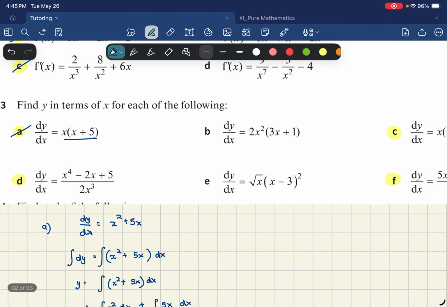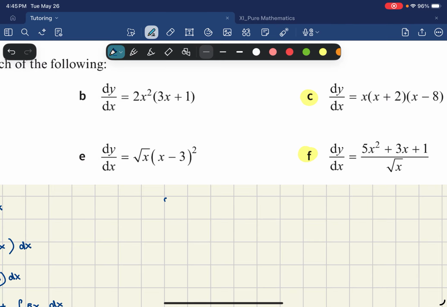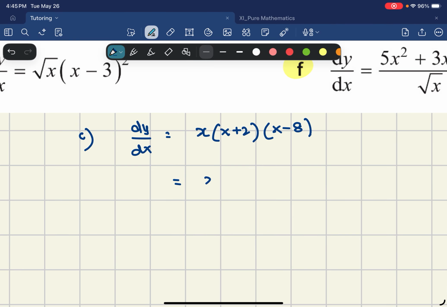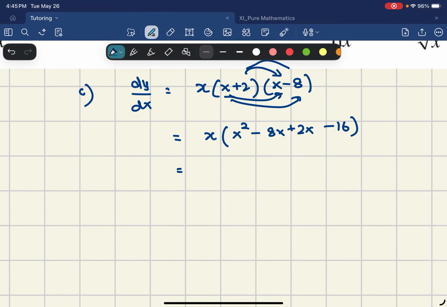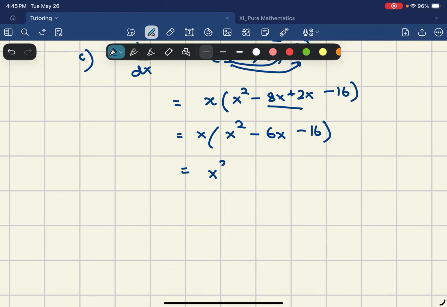And we are done. Let's do 3c. So we have dy by dx is equal to (x plus 2)(x minus 8). So let's just expand out the brackets, right? If I expand these two terms out, I get x squared minus 8x plus 2x minus 16. And that is x squared minus 6x minus 16, if I simplify here. And if I multiply by x, I get x cubed minus 6x squared minus 16x.